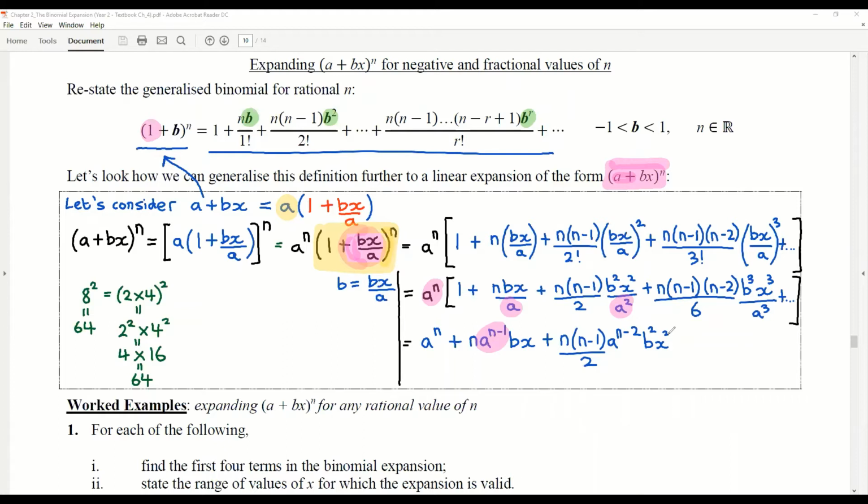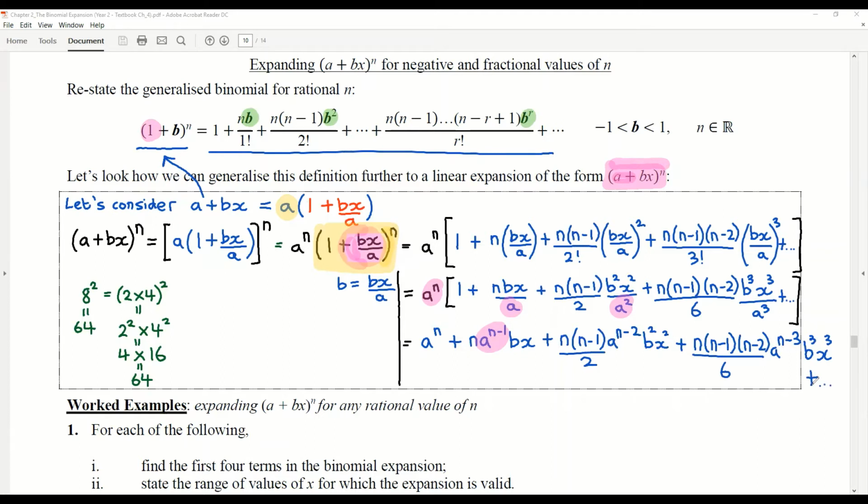So it looks complicated, but don't worry, once you get going, it's actually quite good. So n subtract 1, n subtract 2, I may run out of room here, over 6, and then we have a to the power n subtract 3, b cubed x cubed. Okay, and then plus more to come.